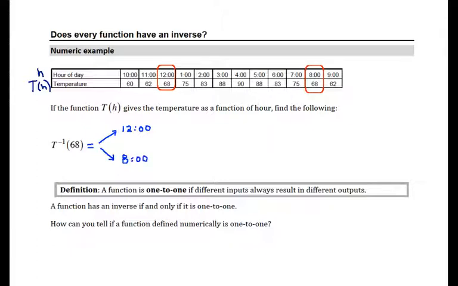Thinking back to the definition of a function, we can see that this T inverse, which we tried to define, is in fact not a function because it has more than one output for one input. And therefore this function T does not have an inverse. It's not possible to define a function that is an inverse of T.